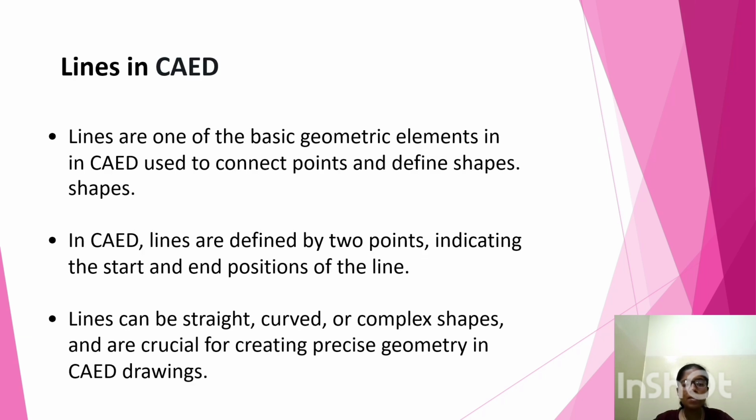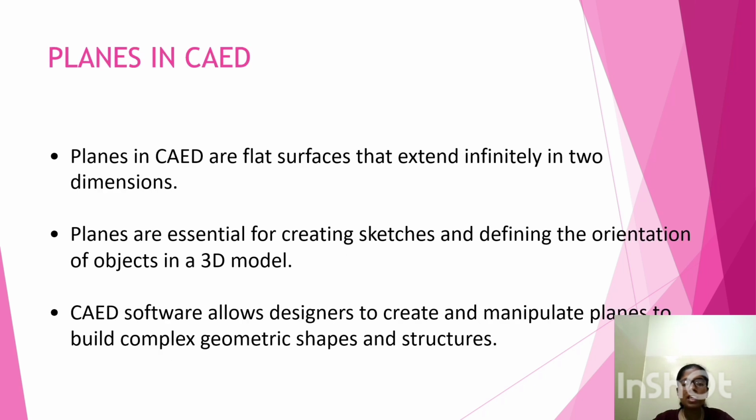Lines in CAD. Lines are one of the basic geometric elements in CAD, used to connect points and define shape. In CAD, lines are defined by 2 points, which indicate the start and the end position of the line. Lines can be straight, curved, or a complex shape and are crucial for creating the geometry in CAD drawings.